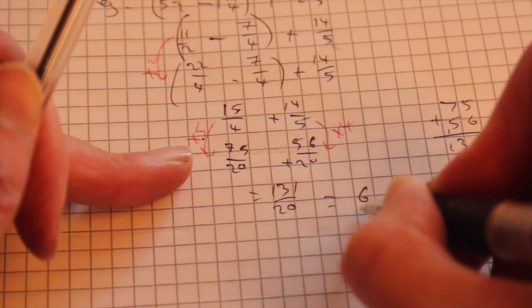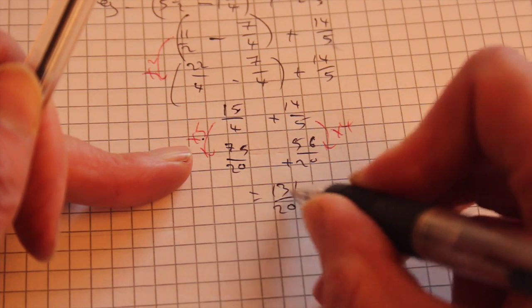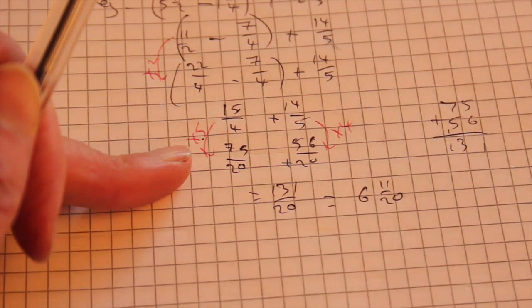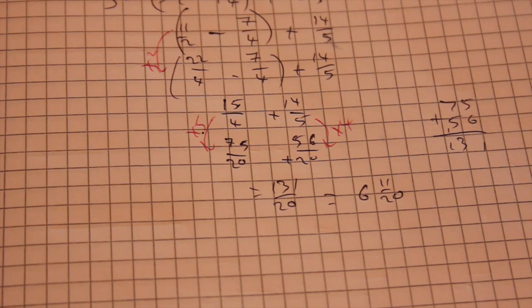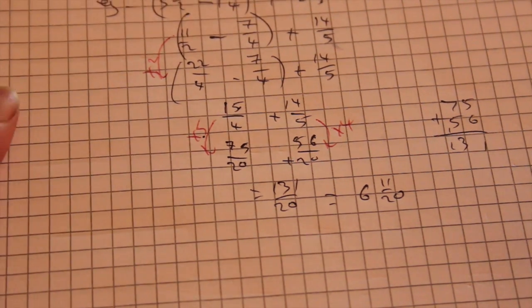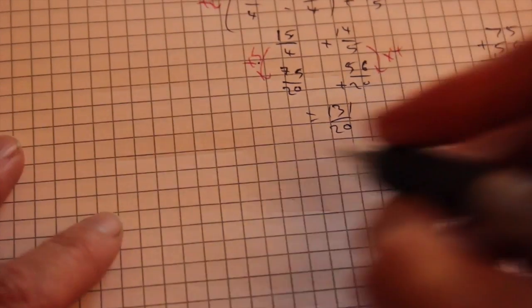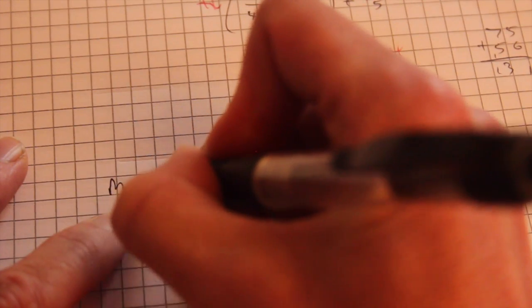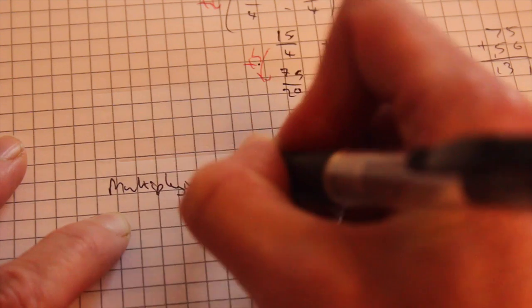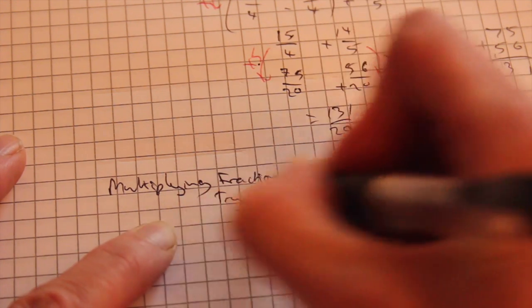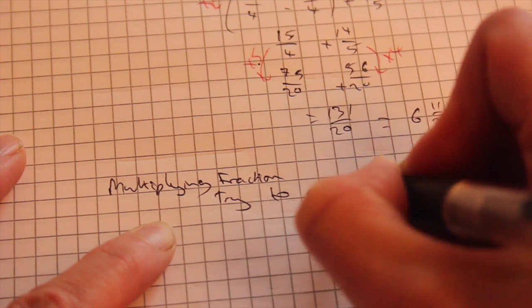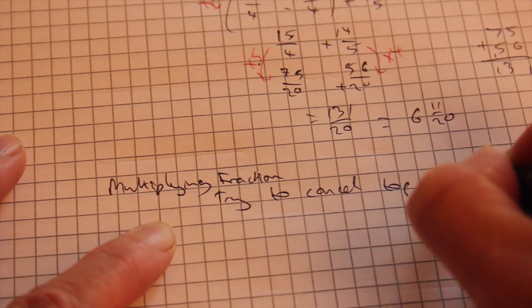20 goes into that 6 times, because 6 times 20 is 120, and you have 11 left over. So when you're adding or subtracting fractions, make sure the bottoms are the same. The next one I want to look at is multiplying fractions. Now, to multiply fractions, you want to try to cancel top and bottom first.